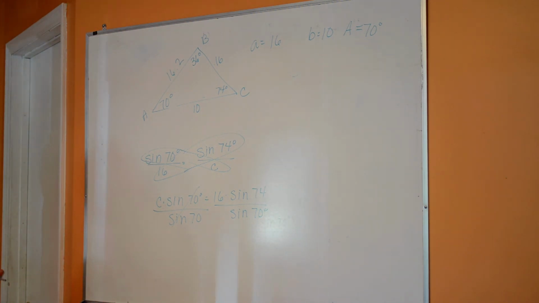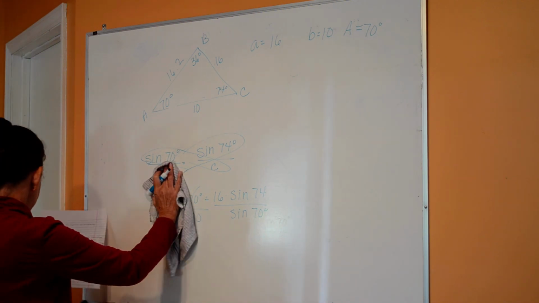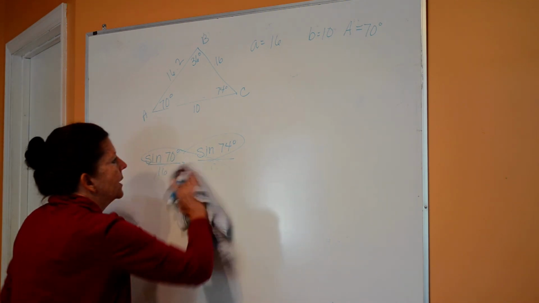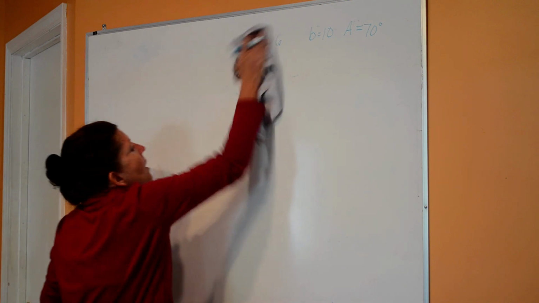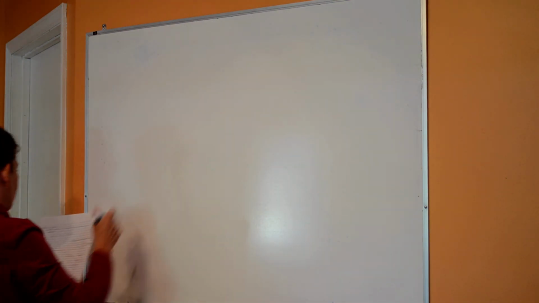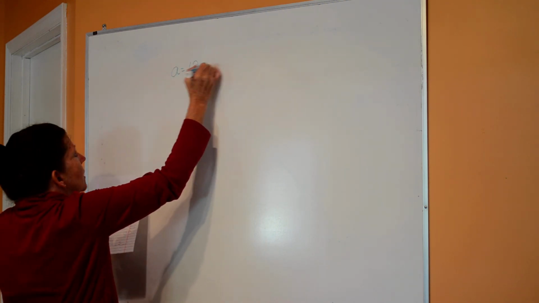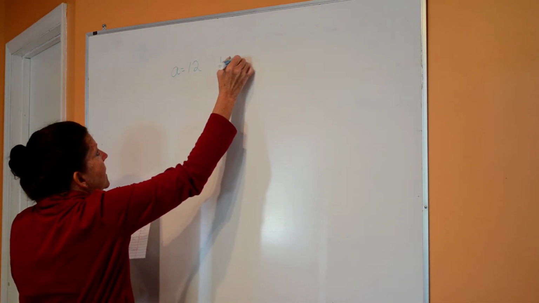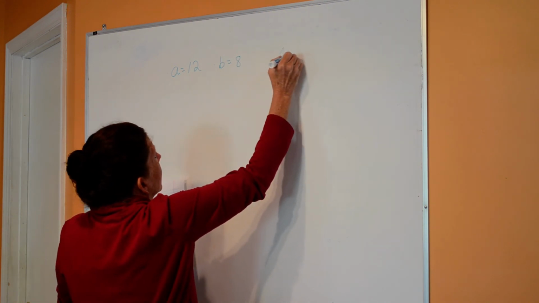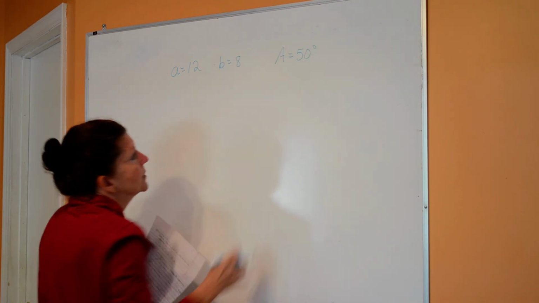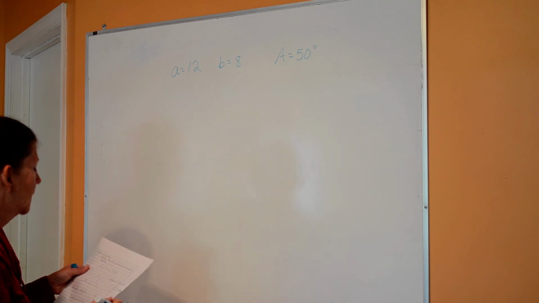Let's do another one. Okay, this will be the last one we're going to do. So I want you to go ahead and work this one out, and then I'll give you your homework, okay? Little a is 12, little b is 8, and A is 50. Okay, so pause the video, work it out, and then come back.